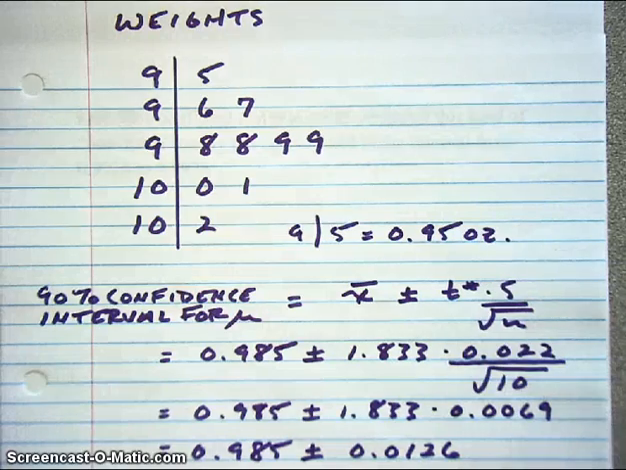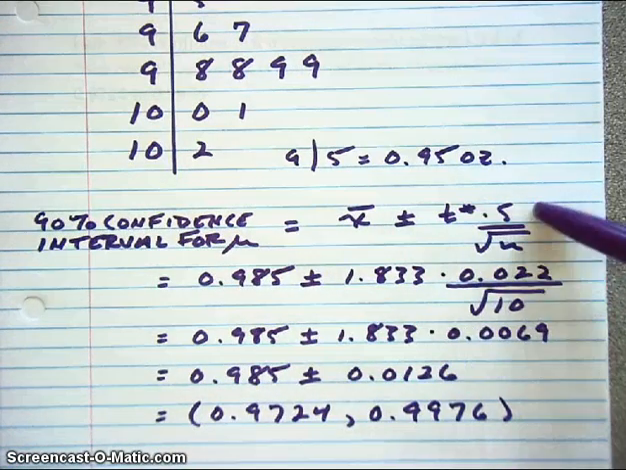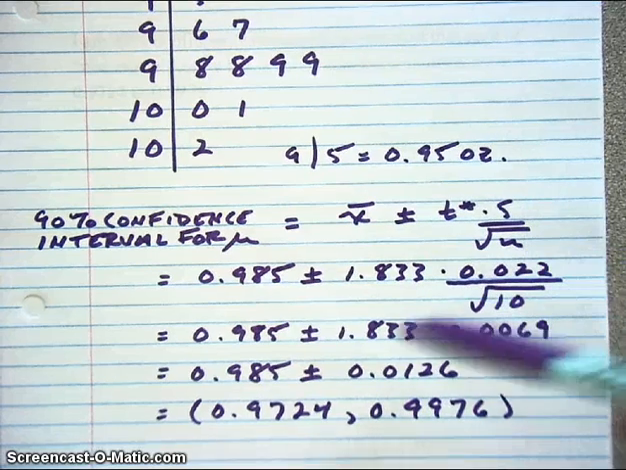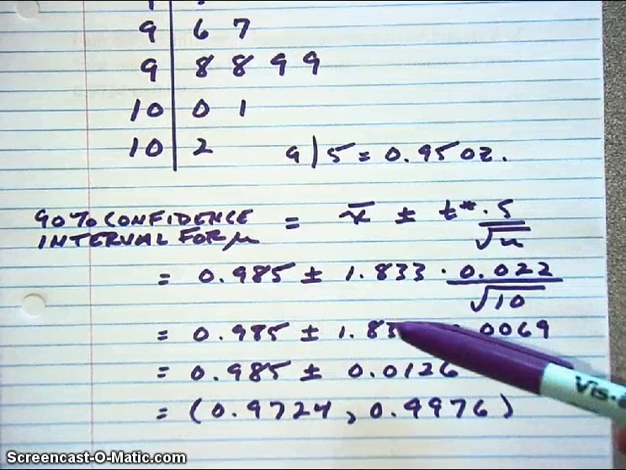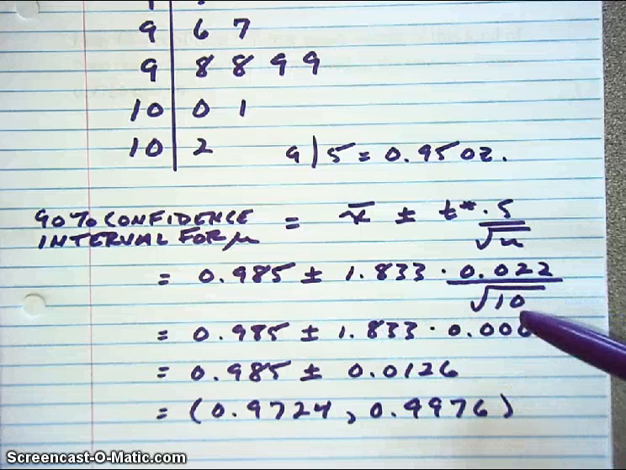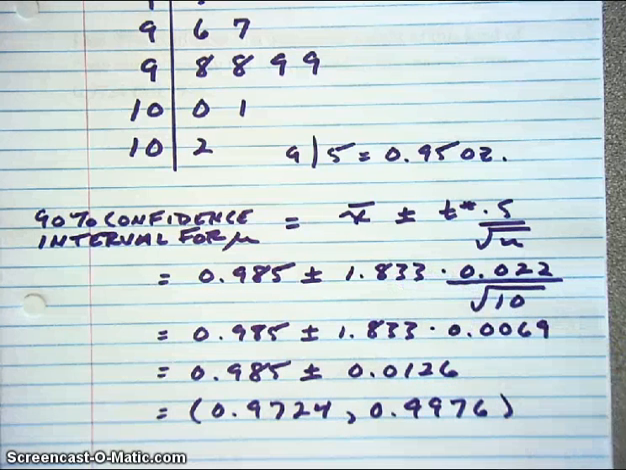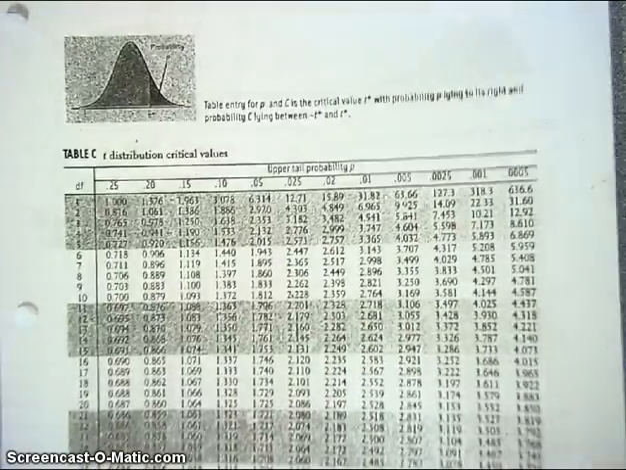And the 90% confidence interval for the mean, mu, is x bar plus or minus t star times s over the square root of n. We plug in 0.985 for the mean and 0.022 for s, and the sample size is 10. Where does this critical value come from? Well, that critical value comes from a t-table.